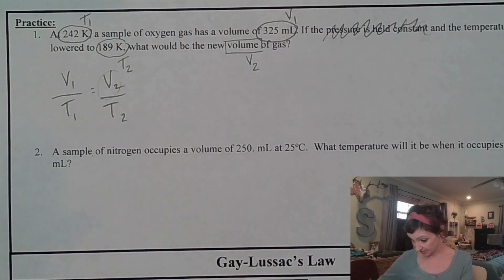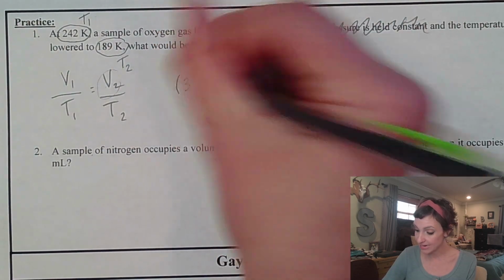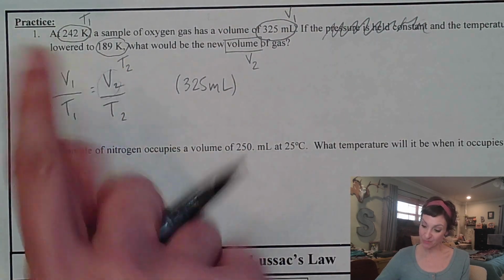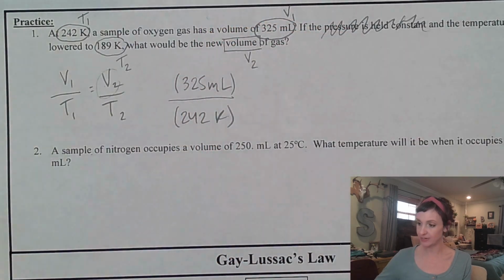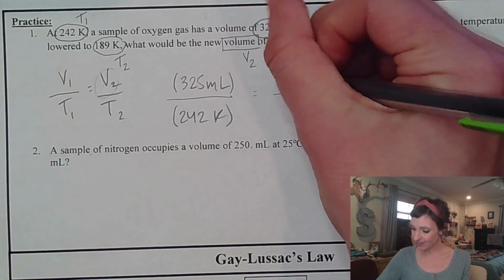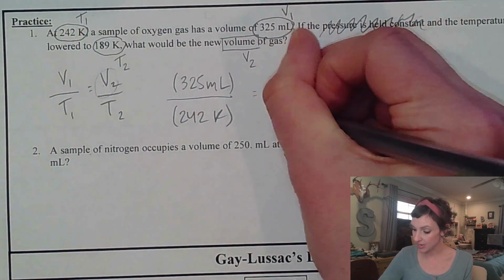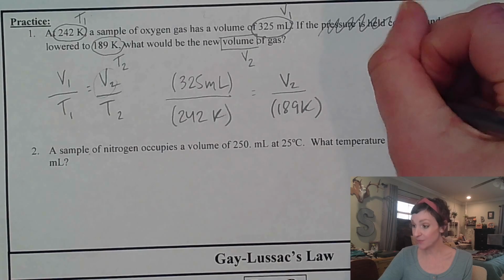All right, I checked to make sure my temperatures are all in Kelvin. I'm ready to substitute stuff in. So my first volume was 325 milliliters. My first temperature was 242 Kelvin. I'm solving for V2, and then my second temperature is 189 Kelvin. Okay, so let's see what V2 is equal to.